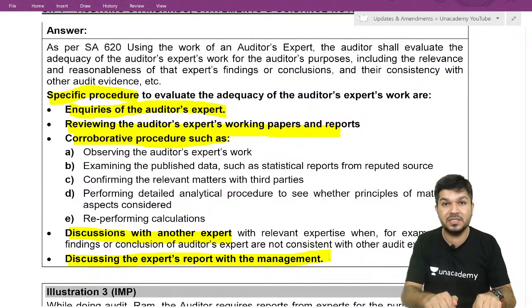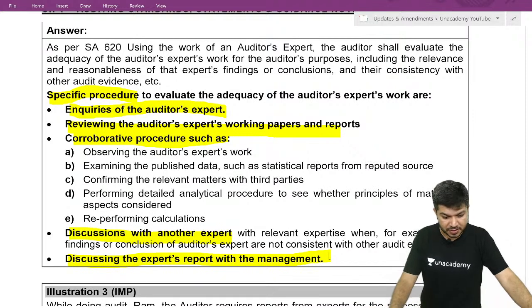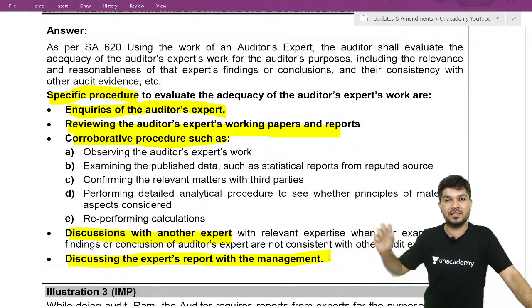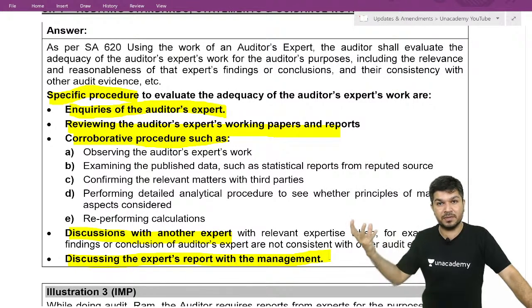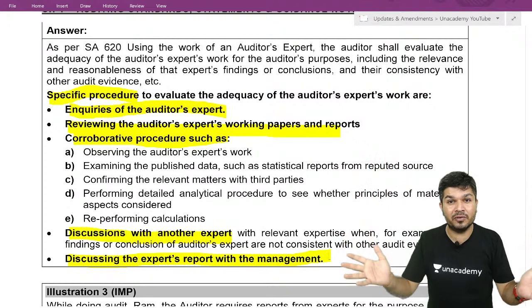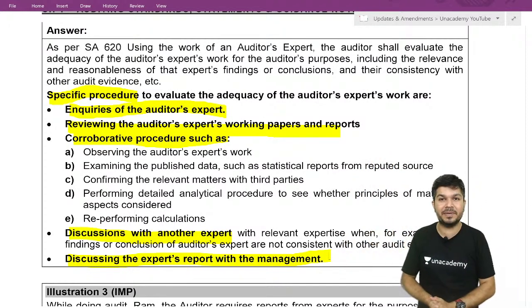The word procedure was very important. Make inquiry with the expert. Second, review the expert's working papers and report. Try to match it with the other evidences we obtained. Discuss these things with another expert. Discuss the expert's report with management, and this is how you are able to evaluate whether his work is adequate or not. Are you clear, Prem?